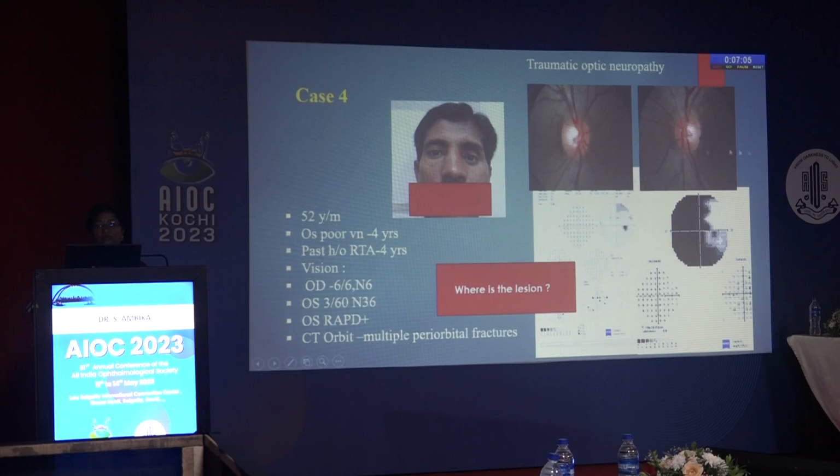So this is the disc what you see. Definitely this is not a left eye optic disc which is having a 4 years onset of traumatic neuropathy. It's still pink. So this is the field of the left eye and that of the right. So where do you think the lesion could be?